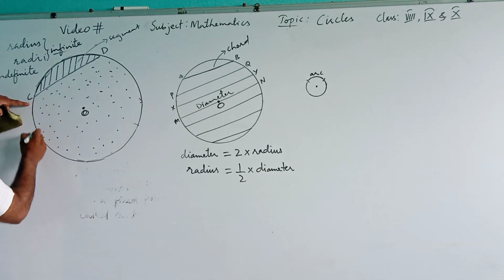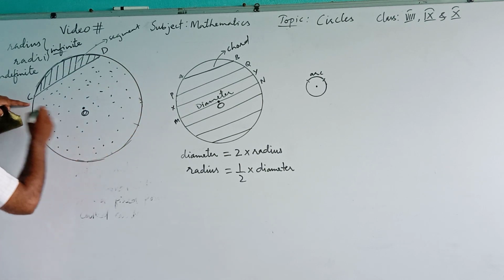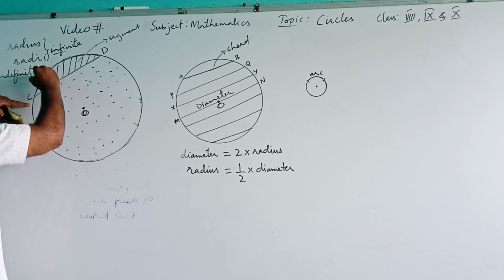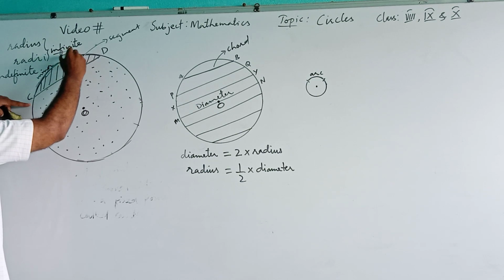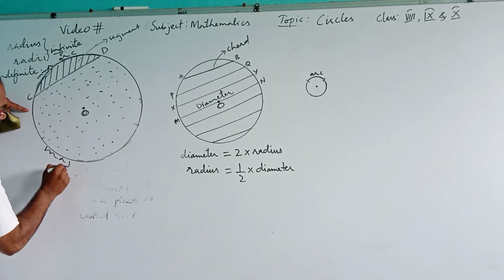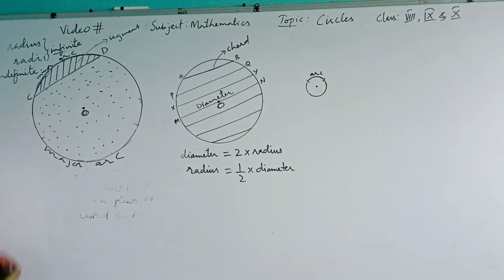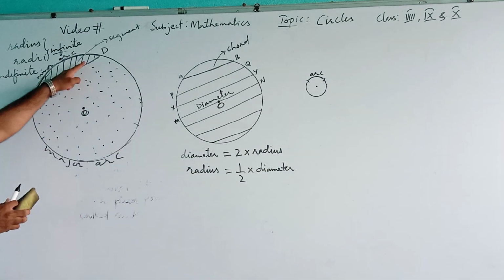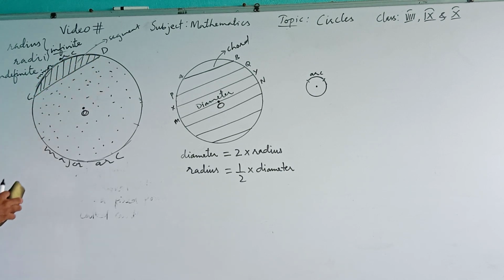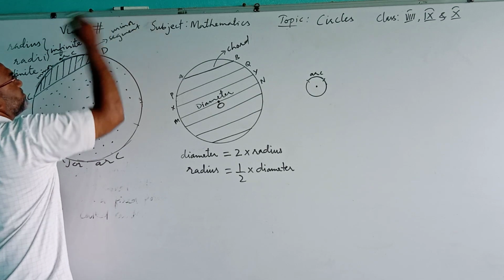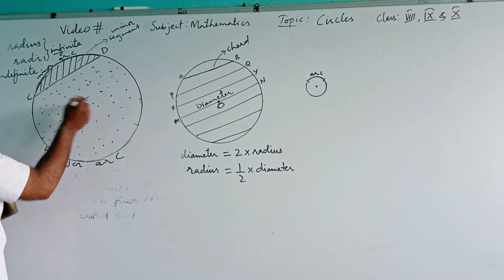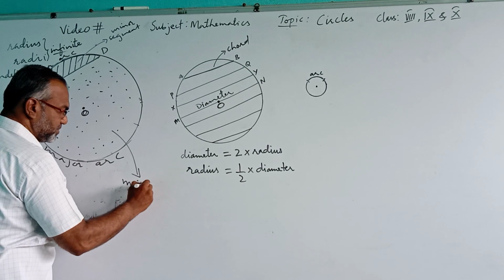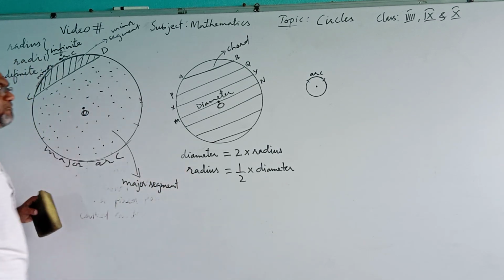Now this side also we have an arc. And we know that this arc is smaller and this arc is bigger. So this arc is called the minor arc and this arc is called the major arc. Minor arc, the smaller one; major arc, the bigger one. So the region bounded by a chord and the minor arc is called the minor segment. This is the minor segment. How about this one? This is the major segment.